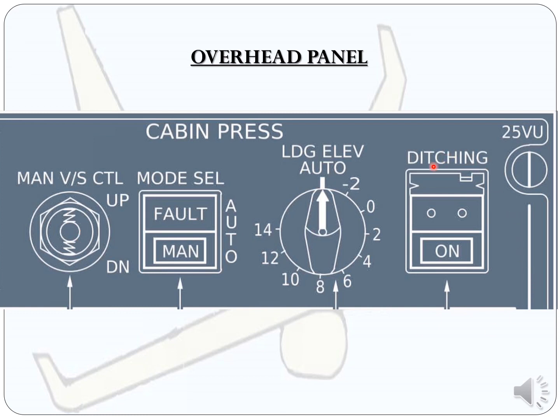Next one is the ditching push button. For a water landing, we need to energize this push button, and all the doors below the flotation line will be closed, for example the outflow valve doors, pack flow, and emergency ram air valve. All these doors will be closed to avoid water entering the cabin.